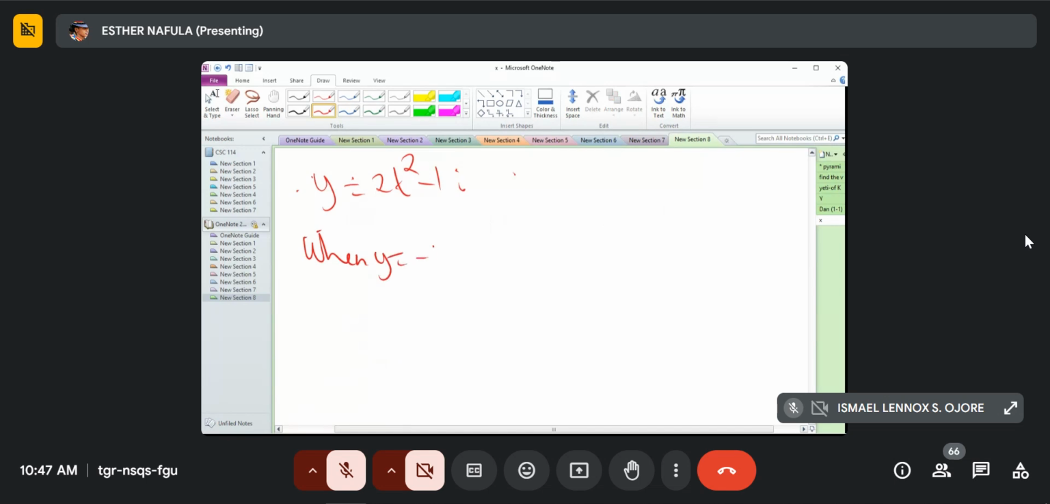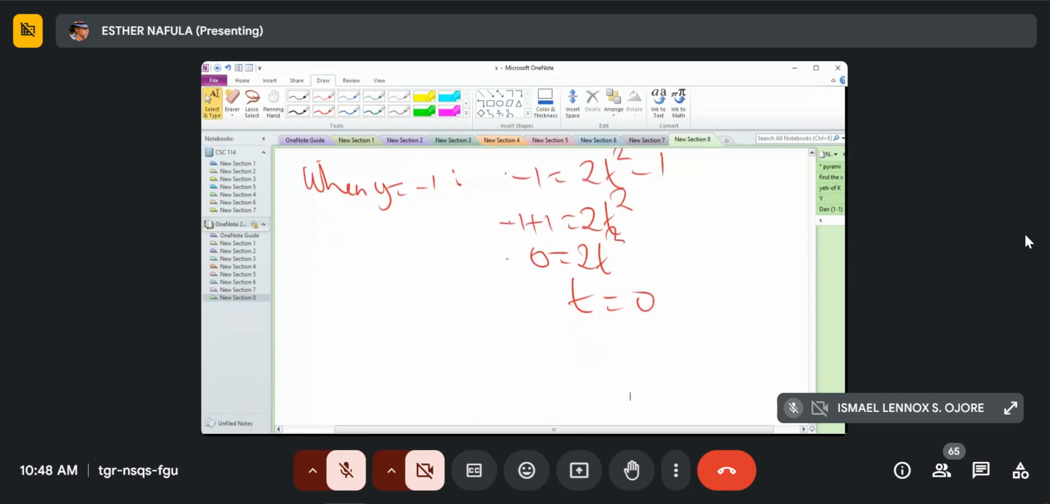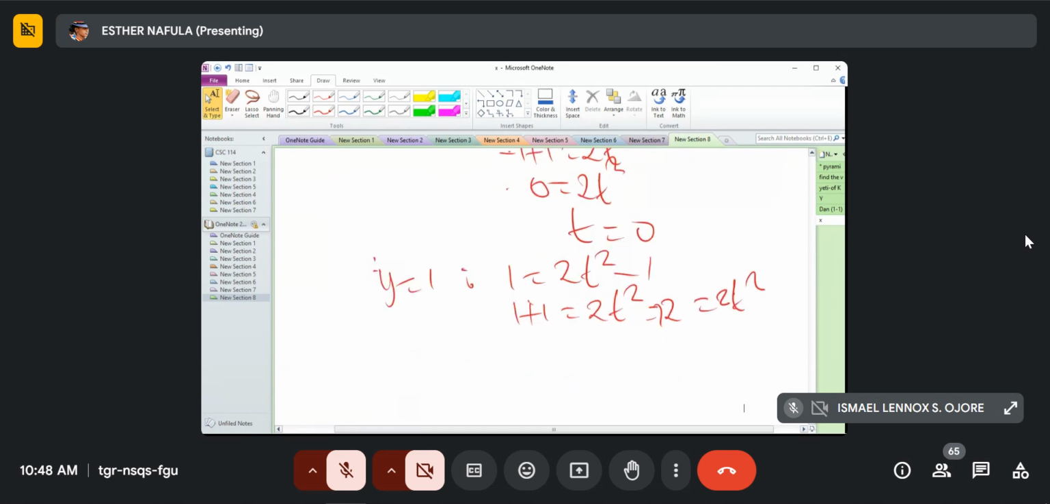When y equals negative 1, then we have minus 1 is equal to 2t squared minus 1, or minus 1 plus 1 equals 2t squared. 0 equals 2t squared. t is equal to 0, the first limit. When y is 1, 1 equals 2t squared minus 1. Bring 1 to this side. 1 plus 1 equals 2t squared. 2 equals 2t squared. Divide by 2, t squared equals 1. t is the square root of 1. So you get 0 and 1. In other words, t will run from 0 to 1.